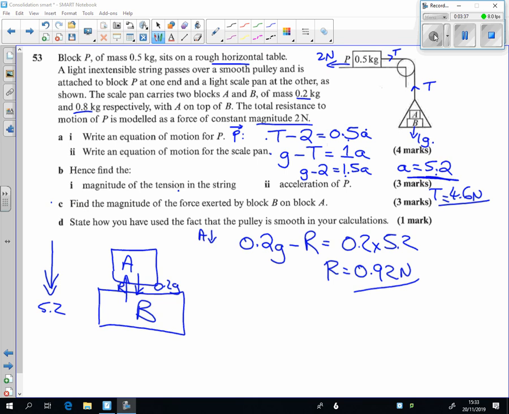And finally, how do we use the smooth pulley? So the smooth pulley here helps us know that the tension on either side are going to be the same. That this tension here and this tension here are both identical because there's nothing acting here pulling it in any direction or pushing it in any direction. So the statement there is that the tension in the wire is constant from both sides.